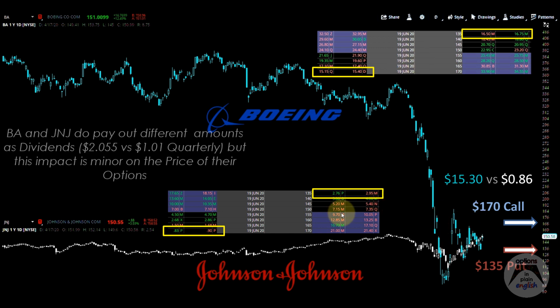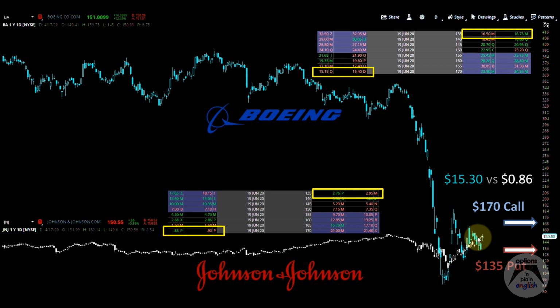Okay. Also, notice here that we're talking about 16.60 versus 2.80. So the difference is big, but not as big as on the call side. This is because of skew. It's another lesson we're going to be doing in the near future. But basically, the way the options are priced, the prices on the upside are a little bit different than the prices on the downside.